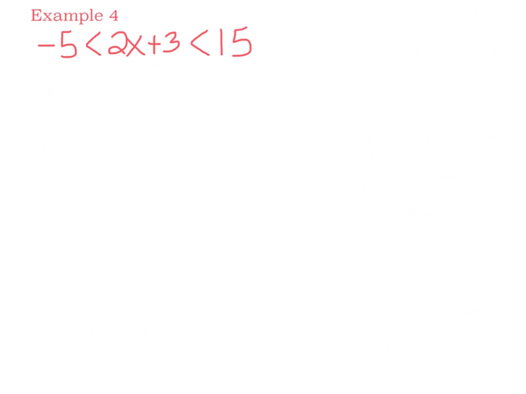Our next example says negative 5 is less than 2x plus 3 is less than 15 for all reals. So this is a compound inequality, and when you have a compound inequality, we need to make sure that we're treating it like it's an equal sign here and here. Whatever we do to the inner part of the inequality, we have to do to both outer parts. So we're going to take away 3, and when I say from both sides, I really mean from all 3 sides, because you're going to have to take it away on this side, and you're also going to have to take it away on this side.